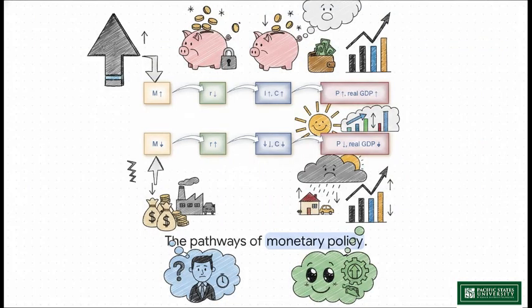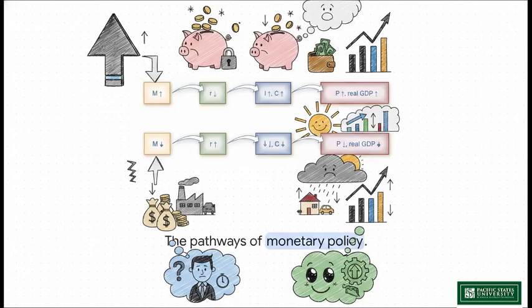Let's trace this complete, logical chain reaction using the pathways flowchart on the screen. This brilliantly summarizes everything we've talked about so far. Let's follow the top path for an expansionary policy. The central bank acts to increase the money supply. As we saw in our graph, a higher supply of money naturally lowers the equilibrium interest rate.